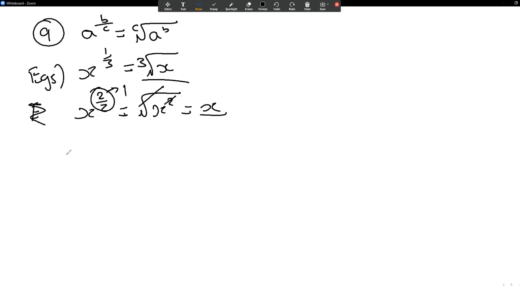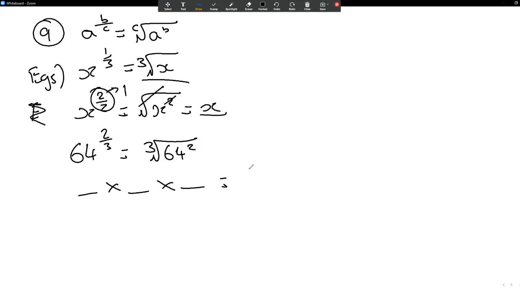Let's try it with an actual number. So 64 to the power of 2 over 3. So let's put it in that form first. Like that. Now first, let's do the root. We always do the root before the square. So what is 64 cube rooted? Well, what three numbers multiplied together give 64? Well, it's 4, like that.